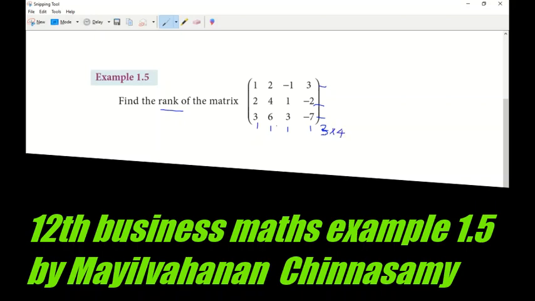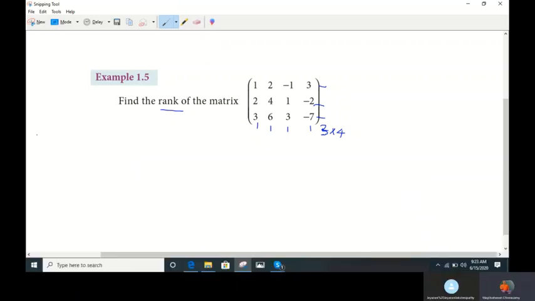So the order of the matrix indicates your rank, which is the minimum that you have to take. When you talk about the rank of a matrix, suppose it is matrix A, then rank of matrix A equals what? The minimum of the order that you have to take. That is your formula. So the minimum of 3, 4, the minimum value is 3.